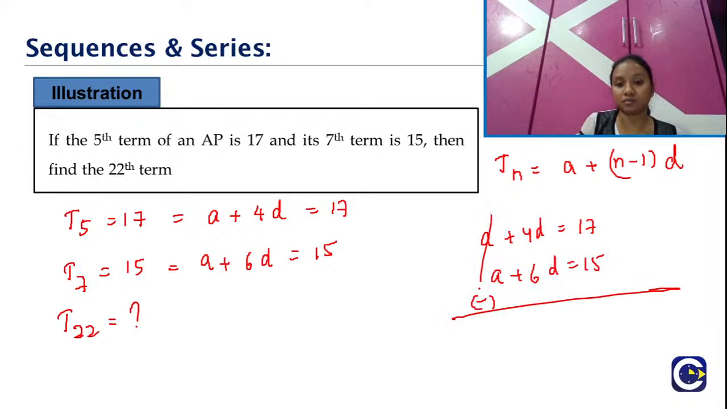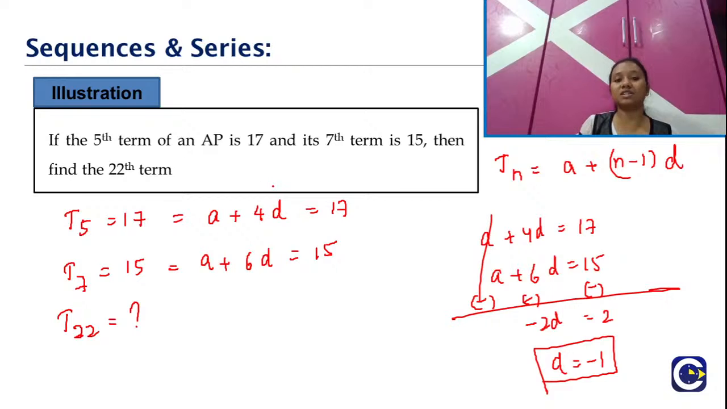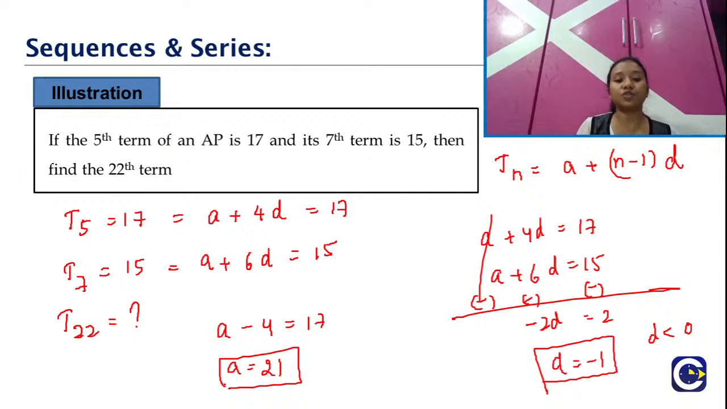So subtracting, we get minus 2d, and 17 minus 15 will be 2. That means d will be equal to minus 1. That means when d is less than 0, the sequence is decreasing. So here it is a decreasing arithmetic progression. So if d is minus 1, then for a, a minus 4 equals 17. a will be equal to 21.